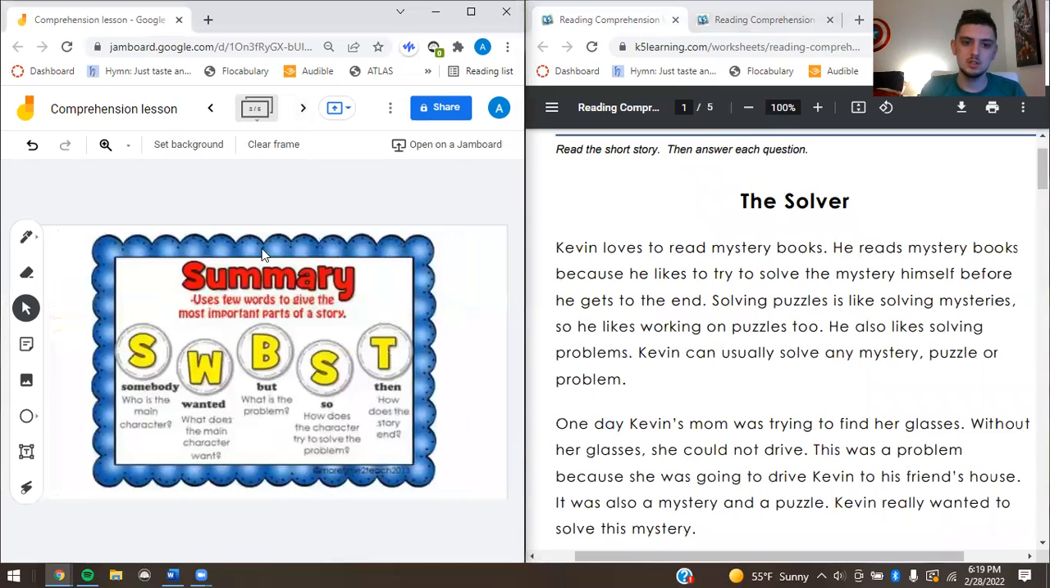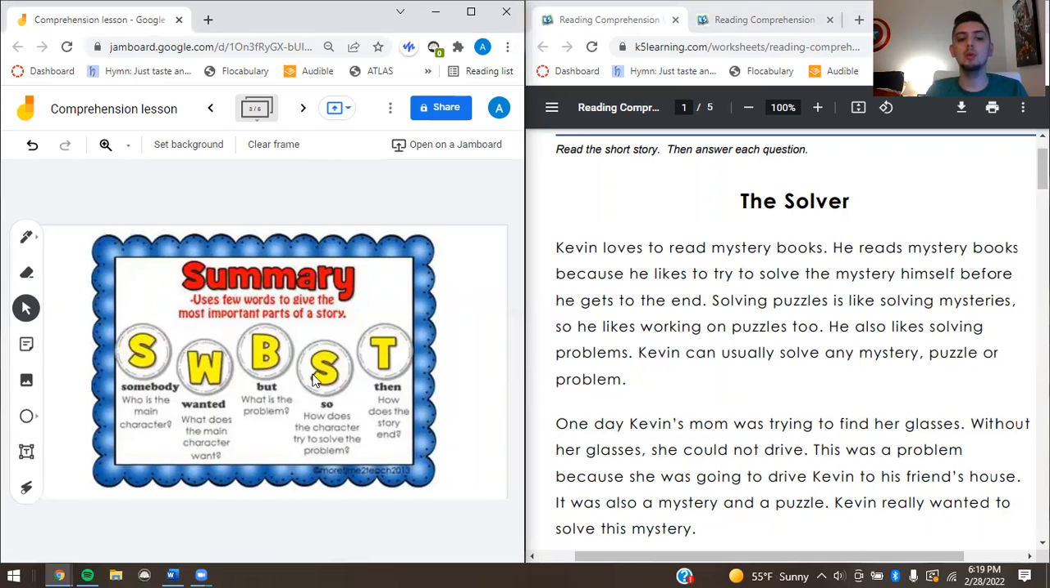So I'm going to introduce the tool we're going to be using today to be able to summarize stories. This is a little organizer that we can use to ask questions about a story. So it starts with somebody, and somebody tells us who is the main character. So we're going to be looking at first who's the main character. Wanted, what does the main character want? What are their goals? What are their desires?